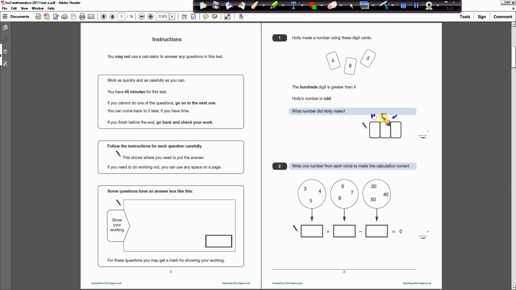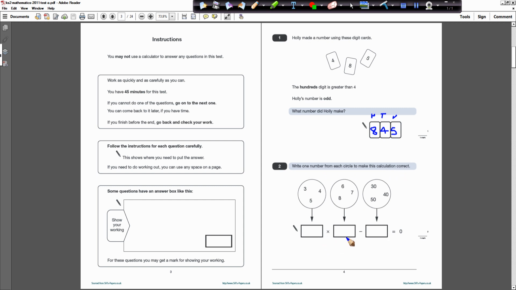And hundreds. So, if you make the 100th digit greater than 4, what can it be? It can be an 8. Why does it need to be an 8? Because it says the number is odd, so the 5 has to go at the end. So put the 4 there. So the number is 845.